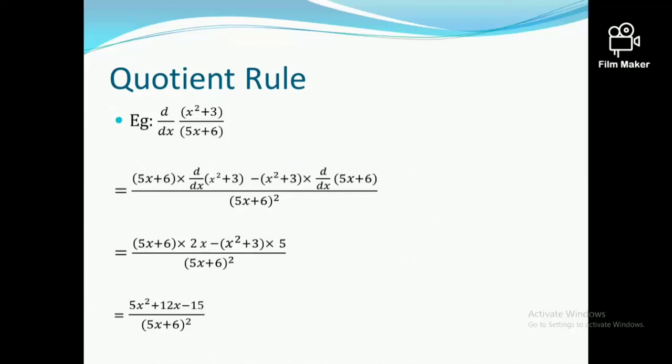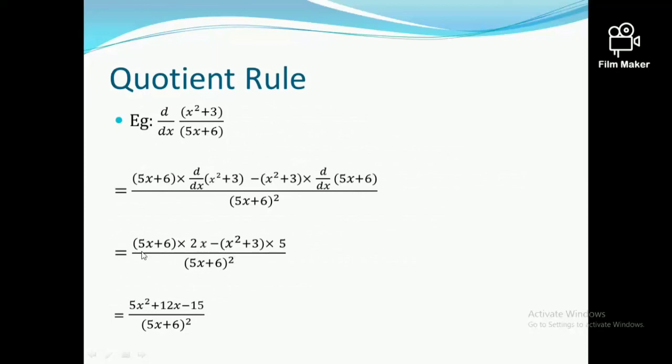From this example, let's try to verify this theory further. Here we need to differentiate x squared plus 3 divided by 5x plus 6. This is the numerator function and this is the denominator function. Square the denominator, I have squared this function. Then keep the denominator, I kept the denominator function, and differentiate the numerator function. Minus keep the numerator function and then differentiate the denominator function. I kept the 5x plus 6 and the differentiation of x squared plus 3 is 2x, minus x squared plus 3 and the differentiation of 5x plus 6 is 5.